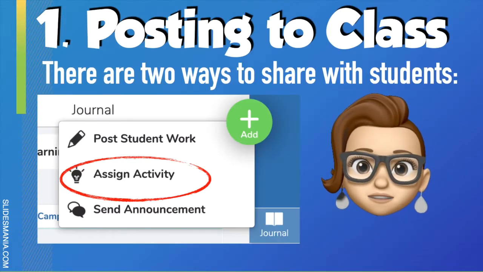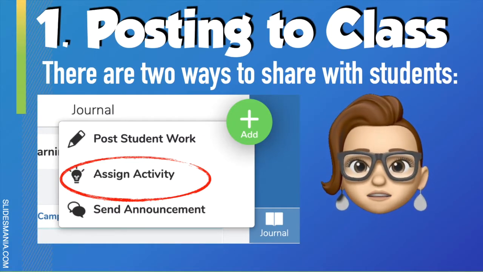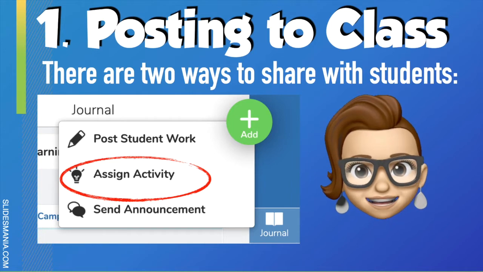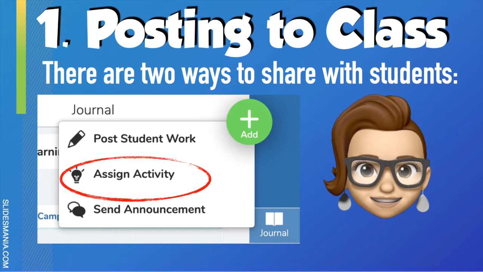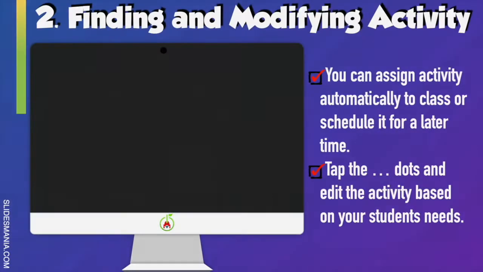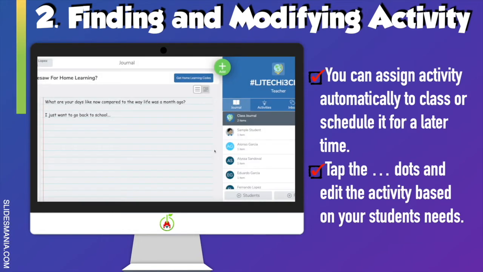The second option to post an activity to class is to select Assign Activities. This is where teachers can look for ready-made activities or create their own activities designed based on their students' needs. How do we find and modify an already made activity?